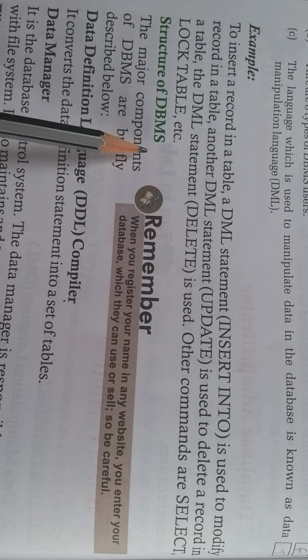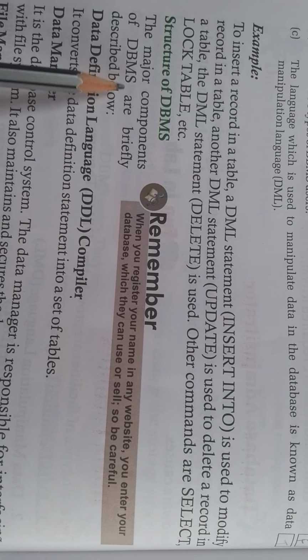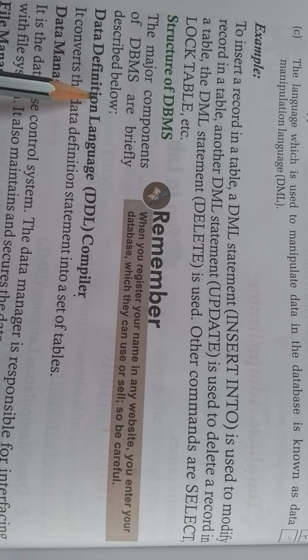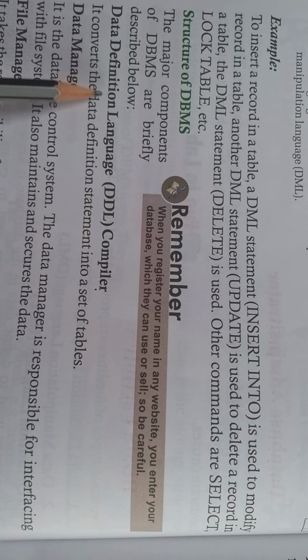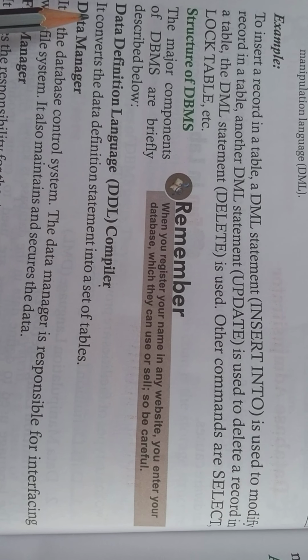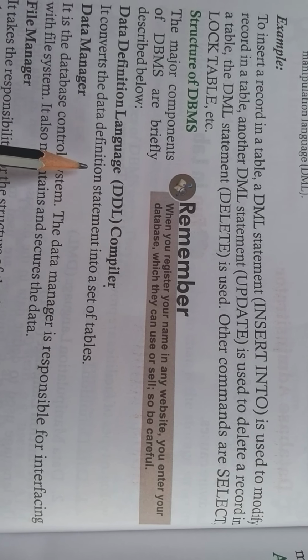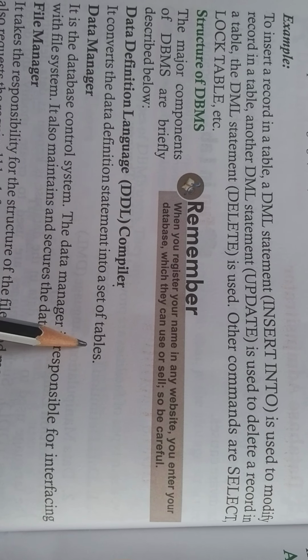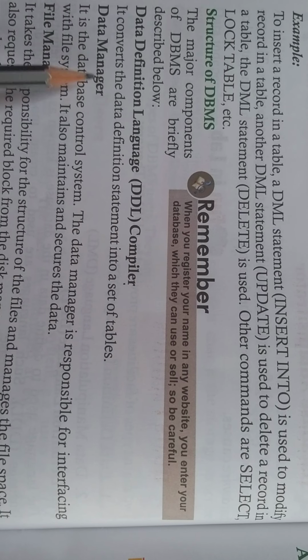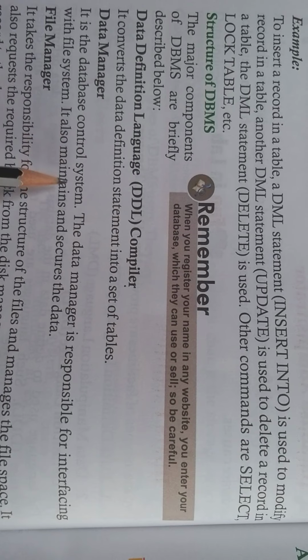Structure of DBMS. The major components of DBMS are briefly described below. First is data definition language compiler. It converts the data definition statements into a set of tables. Next is data manager. It is the database control system.